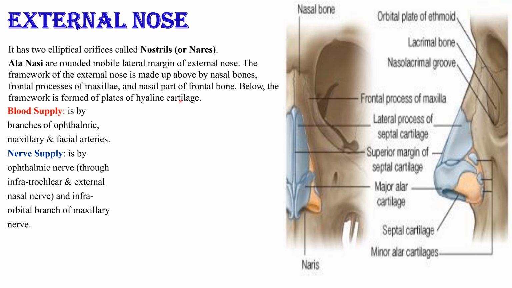The nerve supply of the external frontal part of the nose is from the ophthalmic nerve through the infratrochlear and external nasal nerves, plus the infraorbital branch of the maxillary nerve. So in the nose, there are two combined nerve supplies, the ophthalmic branch plus the maxillary branch of the trigeminal nerve. The blood supply is also involved by three vessels: the ophthalmic, maxillary, and facial arteries.